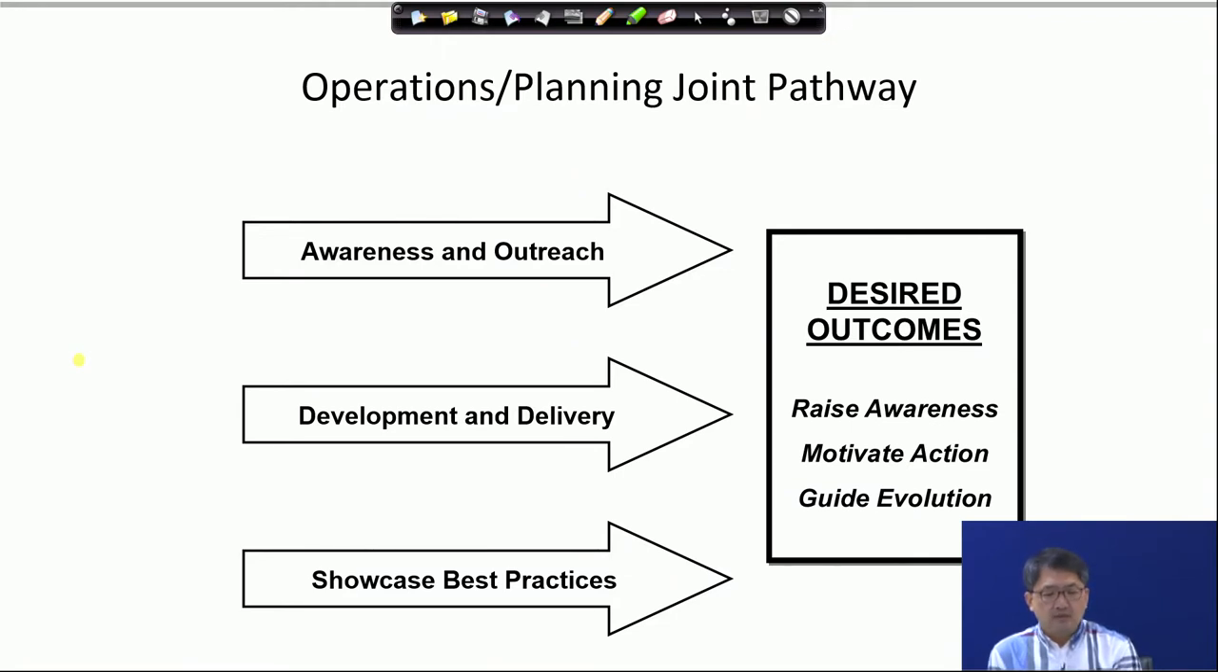Awareness and outreach, and then development and delivery and showcasing of the best practices will have desired outcomes. So this is one way to achieve better operation. And this also comes with linking planning and operations. If you're continuously doing better operations only without coordinating with the planning level, that's going to be another problem. You invest a lot of money for operations, and now they have a new highway built or a new system comes in, and you may be overspending money. I can give you one example.